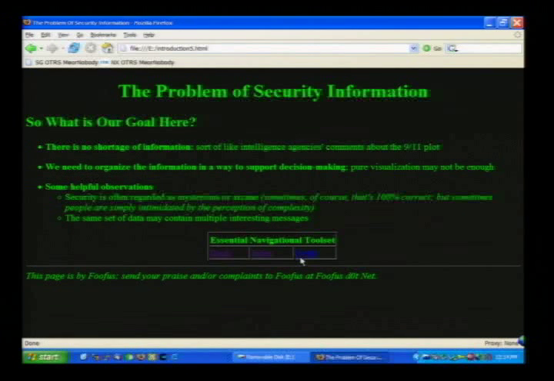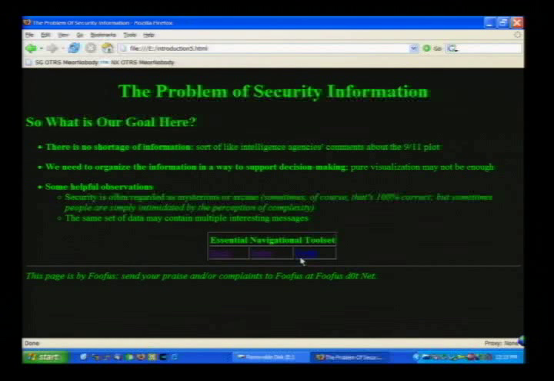All right, so what's our goal here? There's no shortage of information, and in the aftermath of the 9/11 attacks, a lot of intelligence agencies said that the problem was not that they didn't have data about what was going on, it was that they couldn't go through all of it. So we're going to try to find ways to organize the information that we collect in a way that it actually supports decision making, and just visualization is probably not enough.